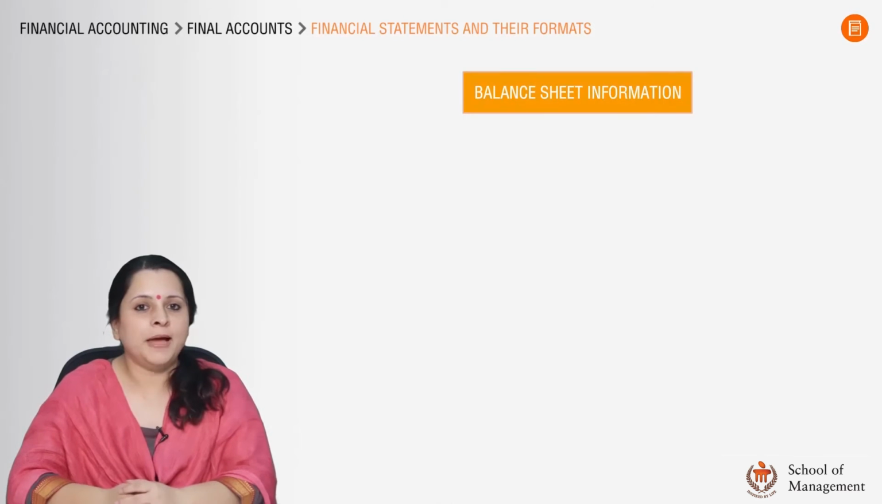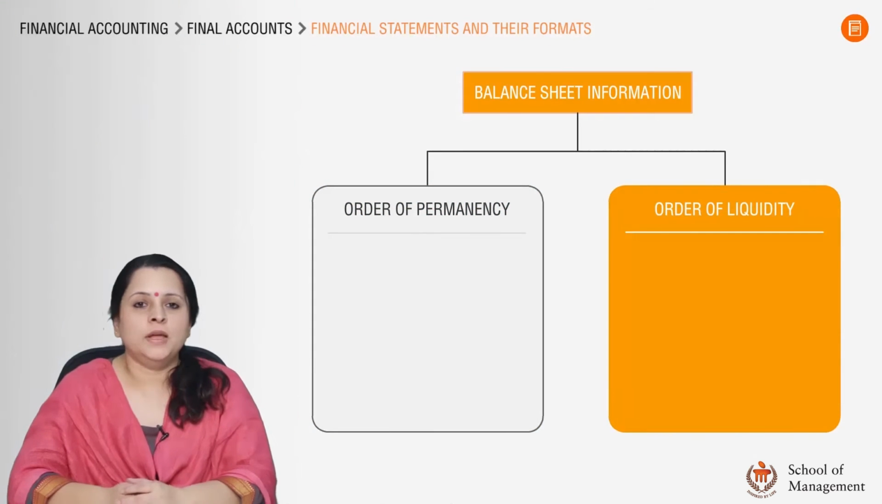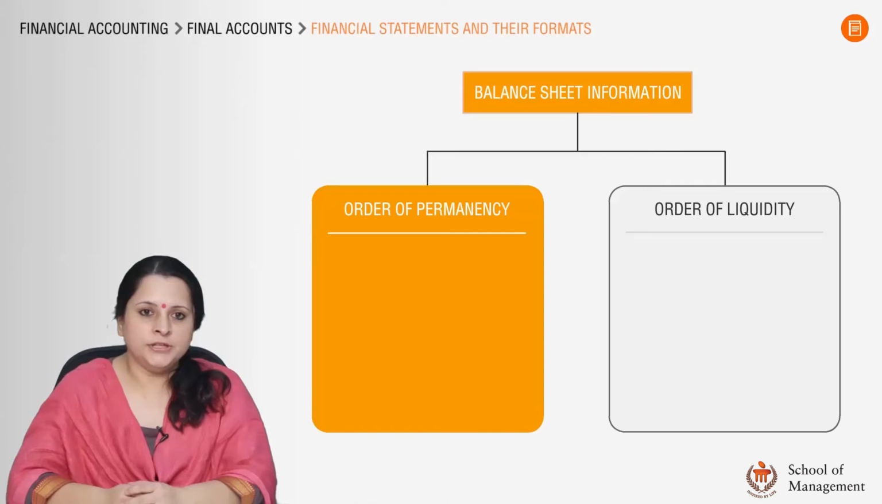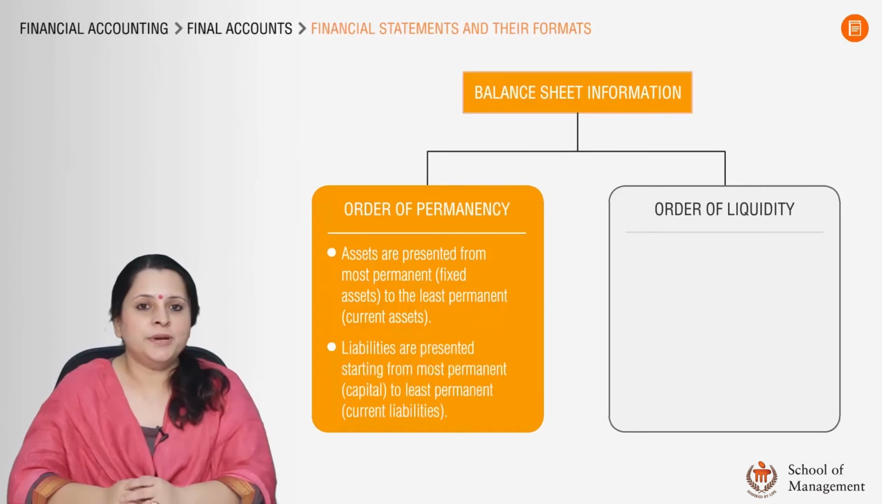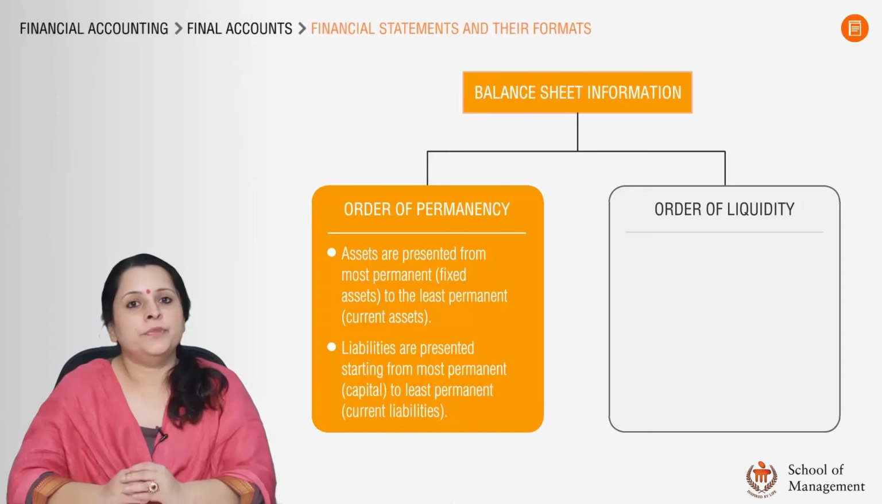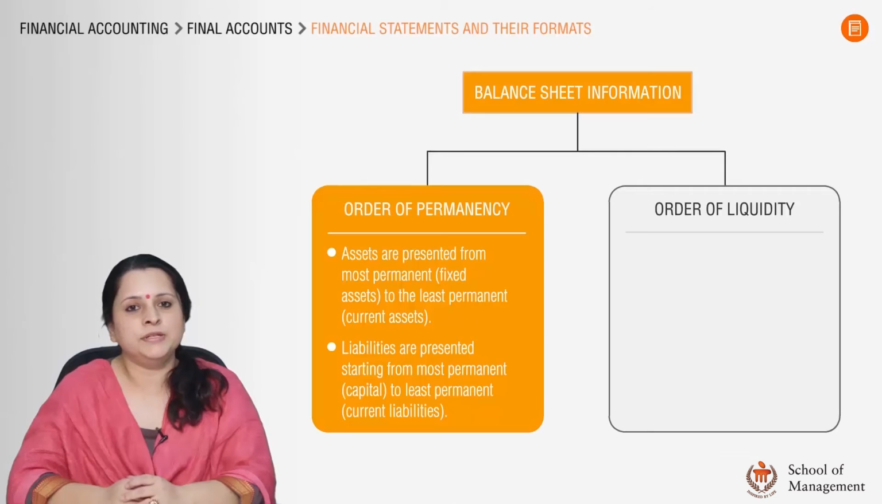The information in the balance sheet can be presented in two formats: order of permanency and order of liquidity. When the order of permanency is adopted, assets are presented from most permanent, that is the fixed assets, to the least permanent or the current assets. Liabilities are presented starting from the most permanent, that is the capital or the equity owned by the shareholders, to the least permanent, which is the current liabilities.